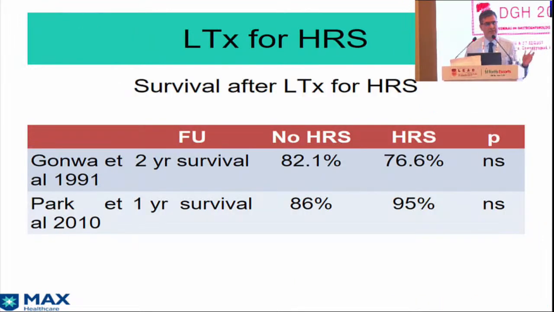So what gives them survival is transplant, and the survival is not different between HRS patients and non-HRS patients who are transplanted, because there is a concern that patients who have renal failure will probably have a poor survival, so that is not true.